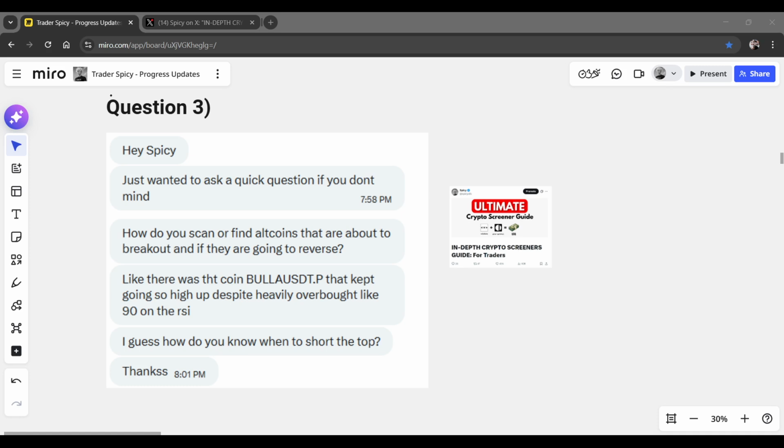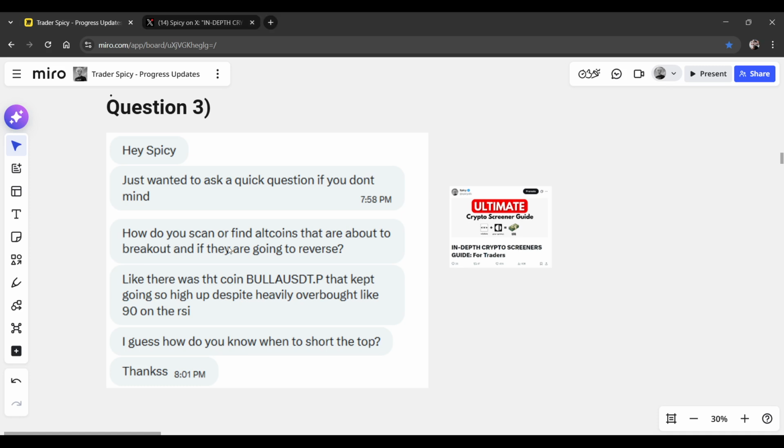Hey Spicy, I just wanted to ask a quick question if you don't mind. How do you scan or find altcoins that are about to break out and if they are going to reverse? Like there was some coin that just kept going really high, it was really heavily overbought. I guess how do you know when to short the top?